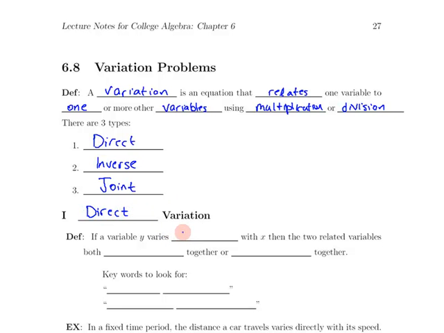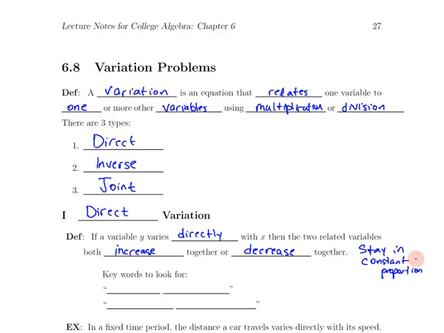A variable y varies directly with x when the two related variables both increase together or decrease together. Okay, and although I don't say it here, they stay in constant proportion. What that basically means is that, say for example, two quantities we know to be directly related, that is, they vary directly or they're directly proportional to each other.